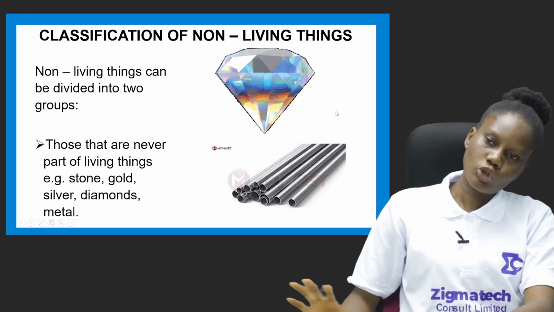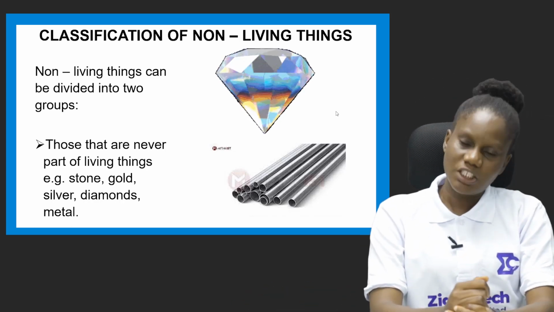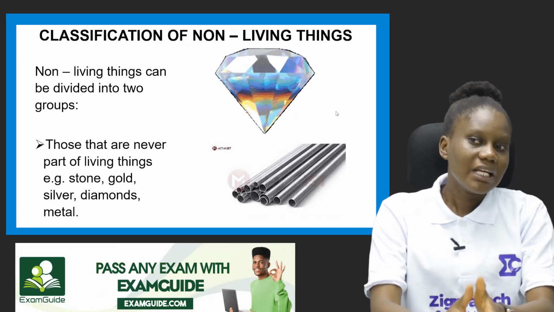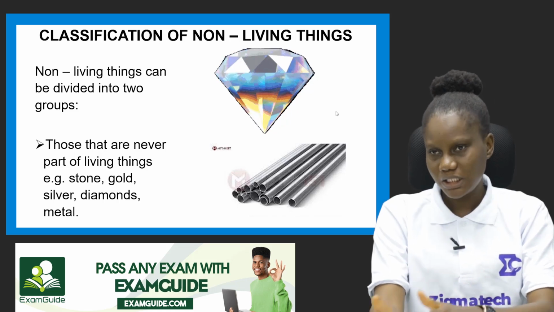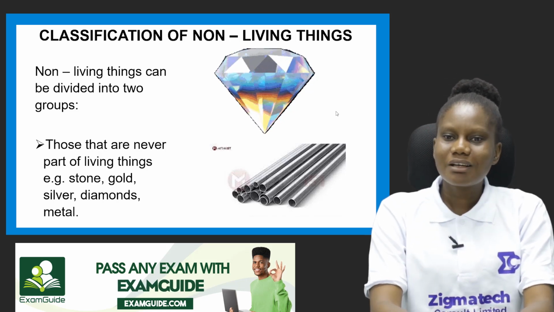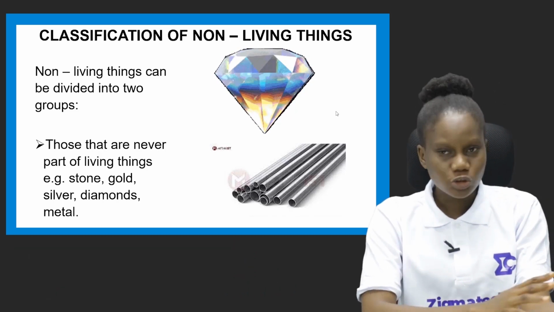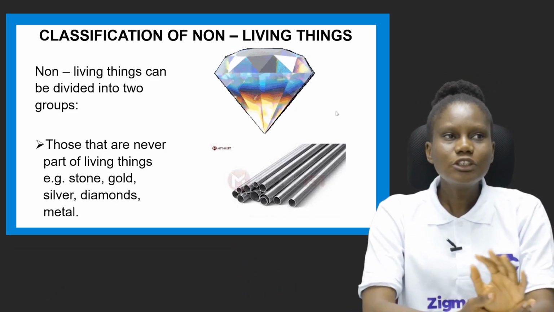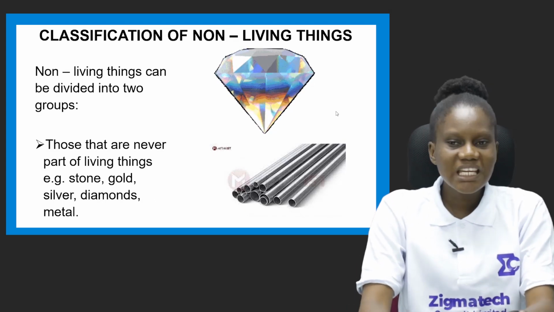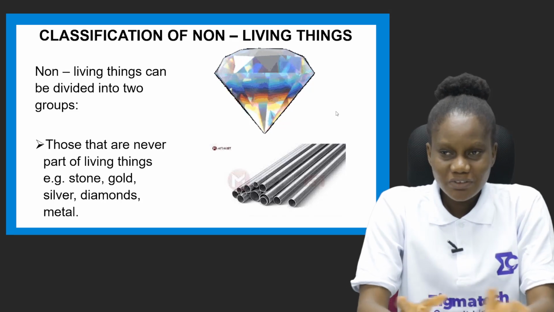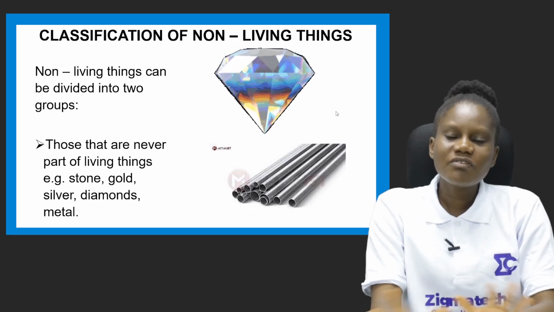That's classification of non-living things. If you can remember, in the previous class we classified living things into plants and animals. So now we want to classify non-living things. And non-living things can also be classified into two major groups. First, those that were never part of living things. That means you cannot trace them to living things in any way. It's not that they were living things and they now died. No, they were never part of living things.